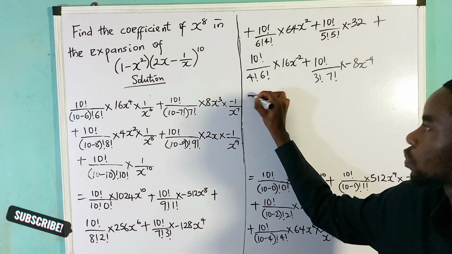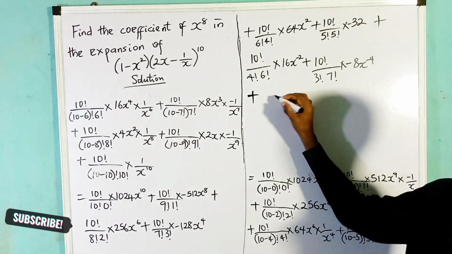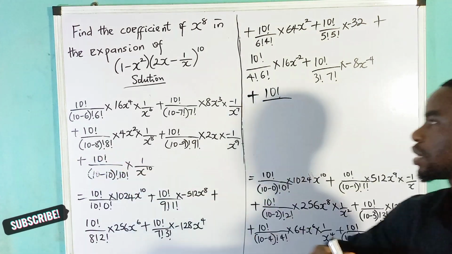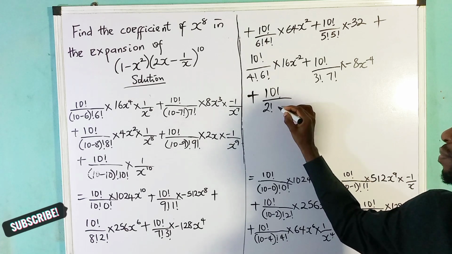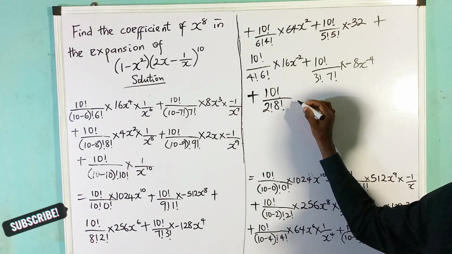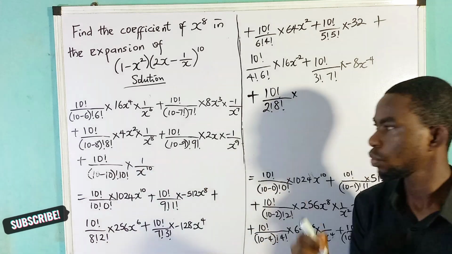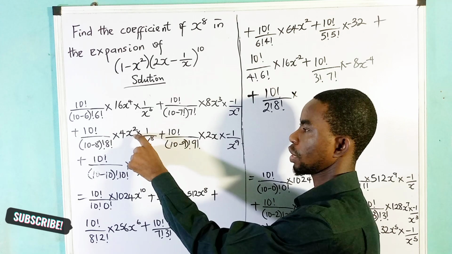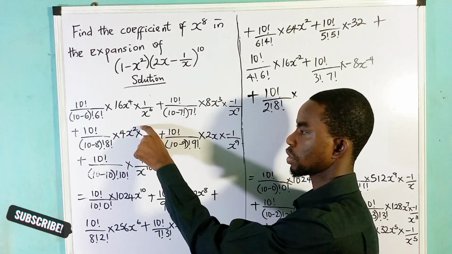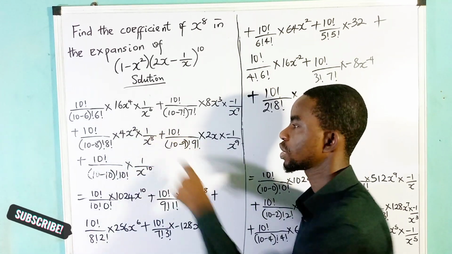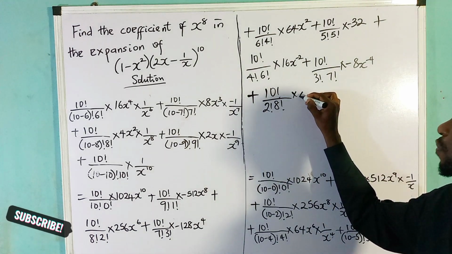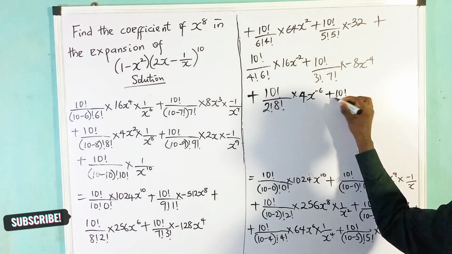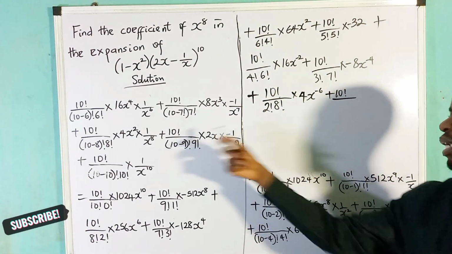So we have plus 10 factorial over 10 minus 8, which is 2 factorial, times 8 factorial. And we have times x raised to the power 2 minus 8, which is minus 6. So we have times 4x raised to the power minus 6, plus 10 factorial over 10 minus 9, which is 1.